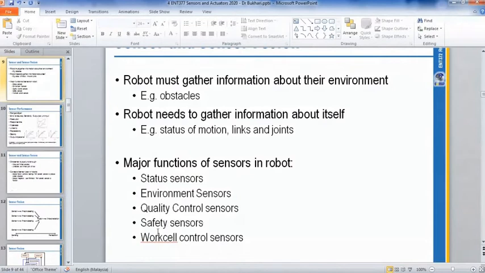A safety sensor is something like a laser that they put around the robot as a cage for safety. Or maybe they use a basic sensor, something like a limit switch at the cage, to make sure the operator doesn't open the gate or the cage during the robot operation. And then the work cell control sensor. The work cell has many sensors, a combination of all of these.